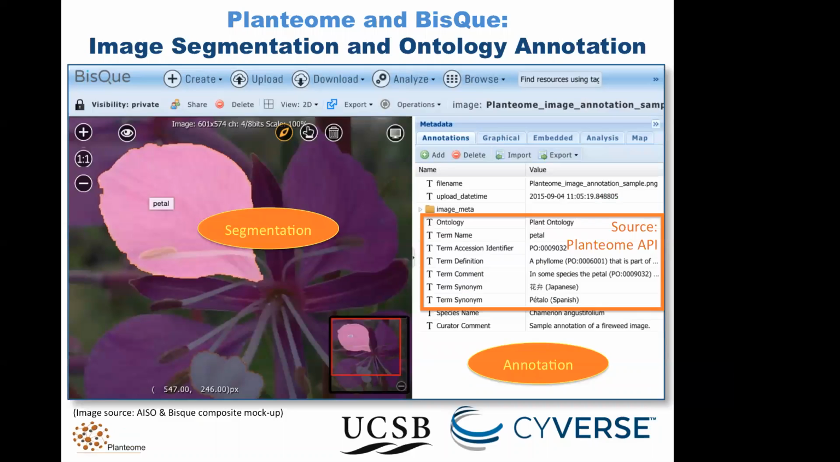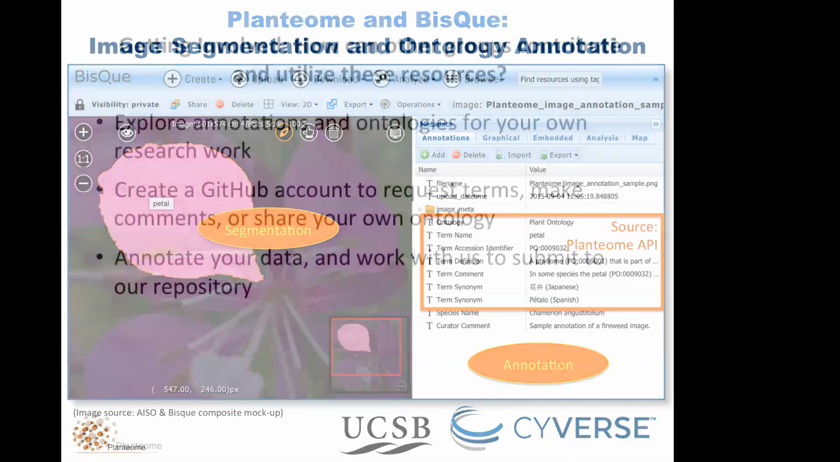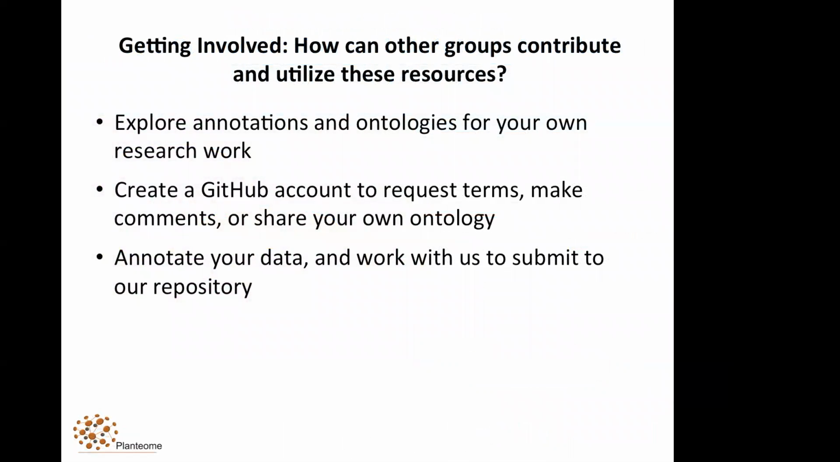Another thing that's being developed at Planteome in collaboration with the University of California at Santa Barbara and CyVerse is BisQue, a web-based image segmentation and ontology annotation tool for images. This is linked to the APIs. So when you select an area such as the petal shown here, you can start typing in petal and it will pull in the ontology information, and that will be stored in the metadata for that image. It's a very important part of the Planteome that's being developed, because as we all know, images are a big deal, and that's how a lot of people communicate things nowadays.